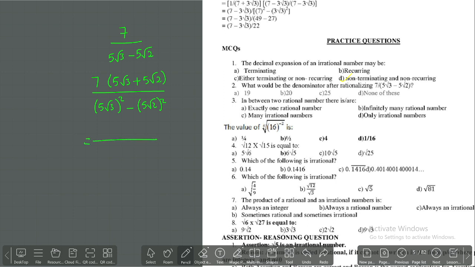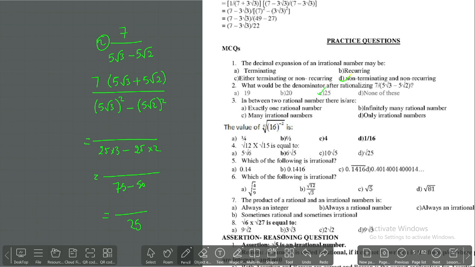Is equals to 25 into 3 minus 25 into 2. How much it happens to be? 75 minus 50 is equals to 25. That is the answer of second one. What is the answer here? C, 25. Are you ready?